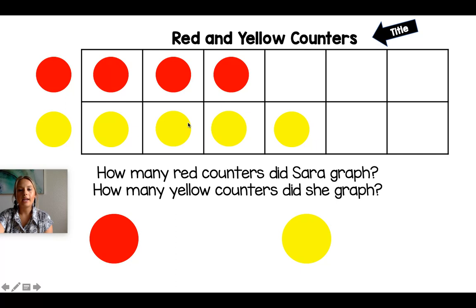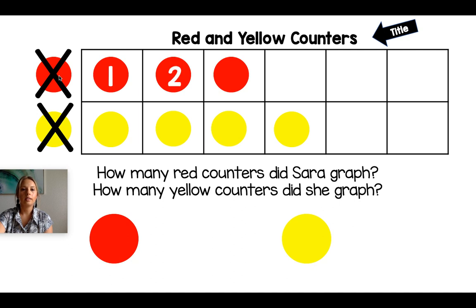How many red counters did Sarah graph? Well, we know we don't count the outside ones, right? And we know we don't count that outside one. It's not in the graph. It's on the outside of the graph. Do you see that? How many red counters did Sarah graph? Let's count. 1, 2, 3 red counters. So next to this red counter, I'm going to put the number what? How many? 3. Good.